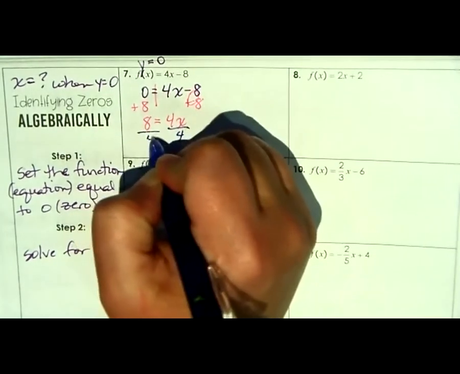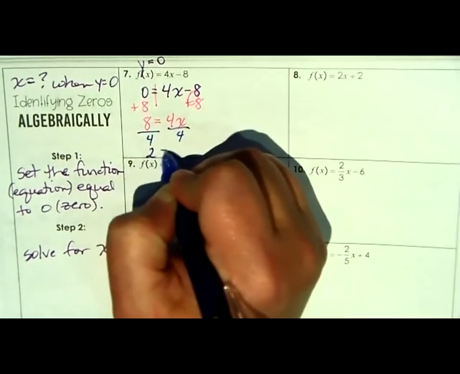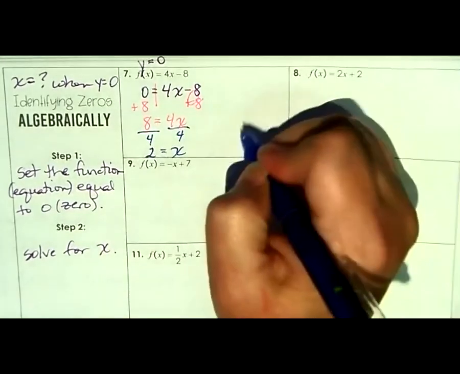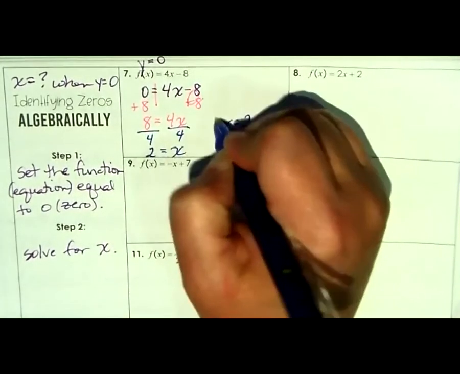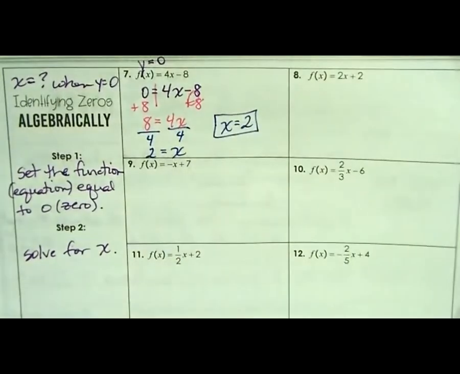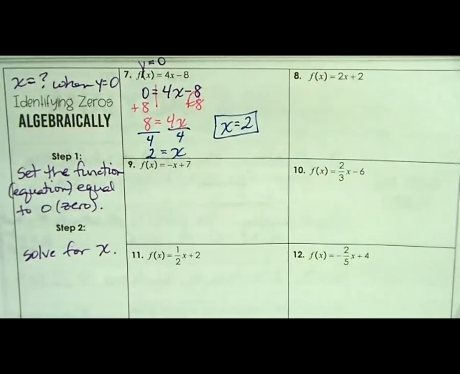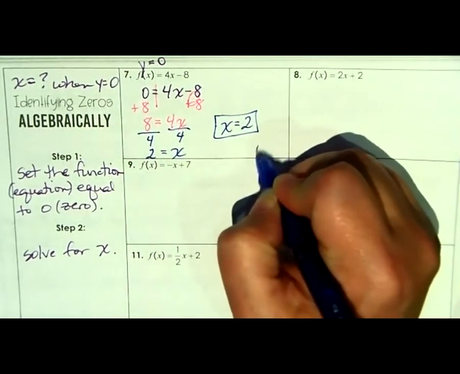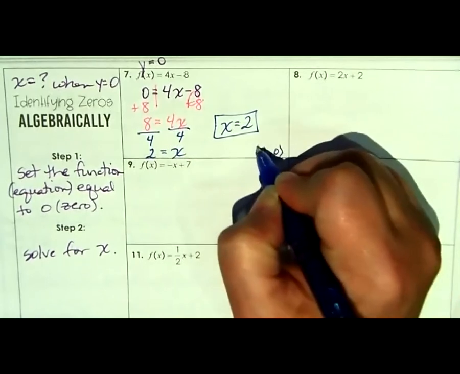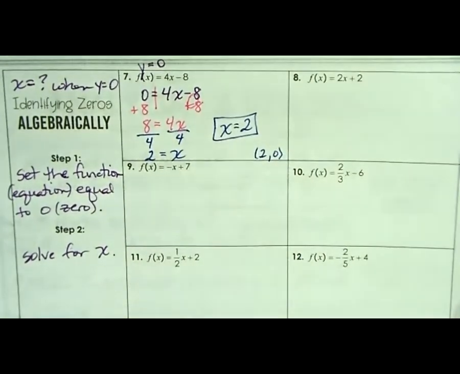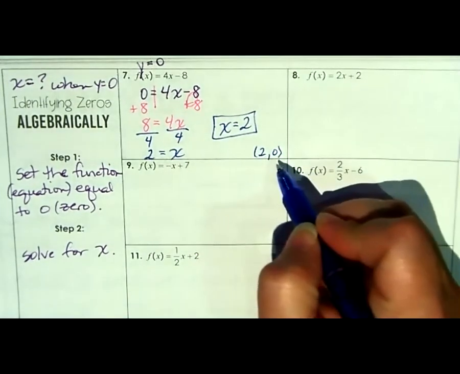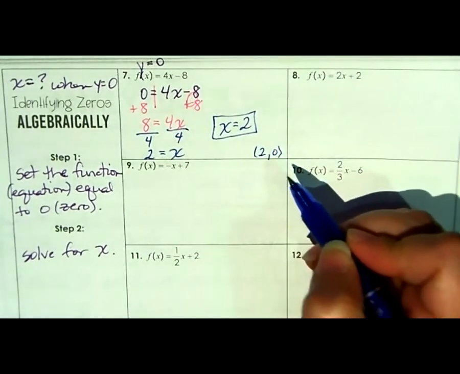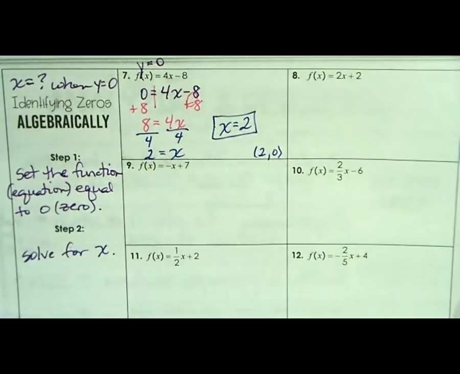Divide by 4, and I get that 2 equals x. So therefore my answer is x equals 2. Now, if it asked you for the ordered pair, then you would write (2, 0). We're not asked for the ordered pair right now. We're just wanting to find the 0, so you don't need to write this part. I'm just trying to show you what it would look like. All right, next example.